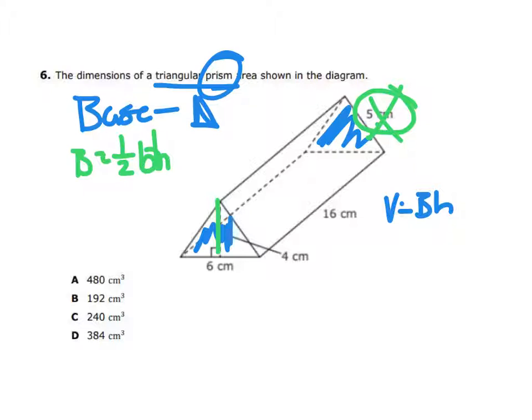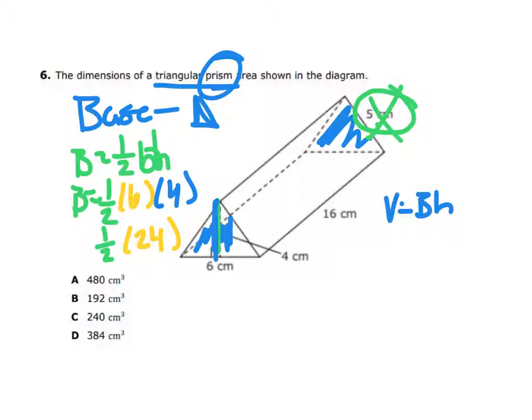Okay. So to solve it, I'm going to say capital B is equal to 1/2. The base of the triangle here is going to be 6. The height of the triangle, remember, there's the perpendicular distance right here. That's going to be 4. When I simplify, I get 1/2 times 6 times 4 is 24, which gives me a capital B of 12, because half of 24 is 12.